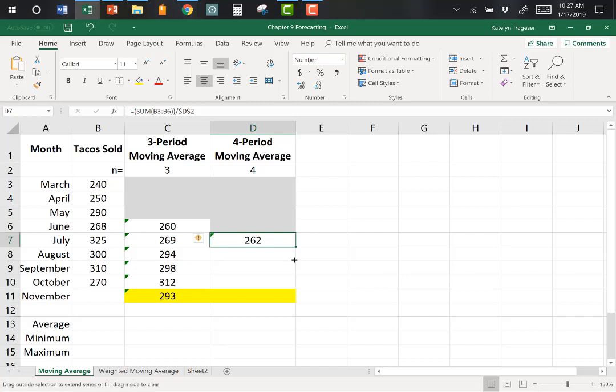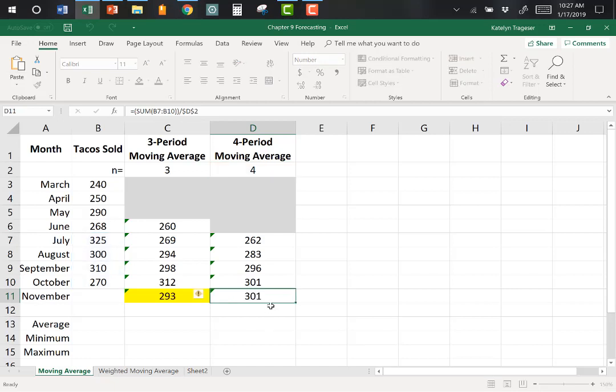Now go ahead, drag that all the way down, double click on a couple of those, make sure that you have the appropriate figures in there, and we can see that with our 3-period moving average and our 4-period moving average, our forecasts are a little bit different. Both of them are still right, it's just based on a different number of periods used.